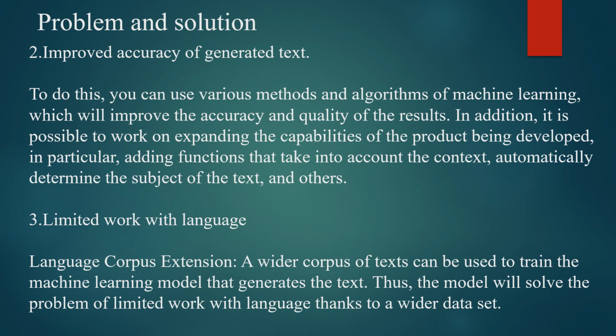Improved accuracy of generated text. To do this, you can use various methods and algorithms of machine learning, which will improve the accuracy and quality of the results. In addition, it is possible to work on expanding the capabilities of the product being developed, in particular adding functions that take into account the context, automatically determine the subject of the text, and others.